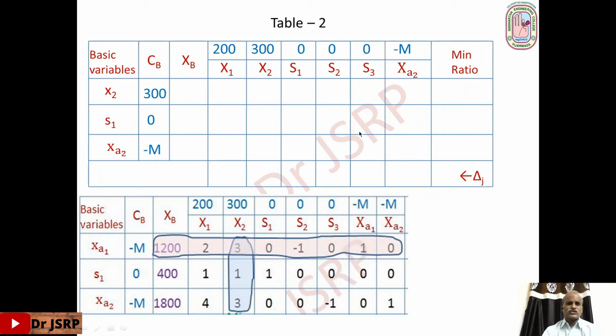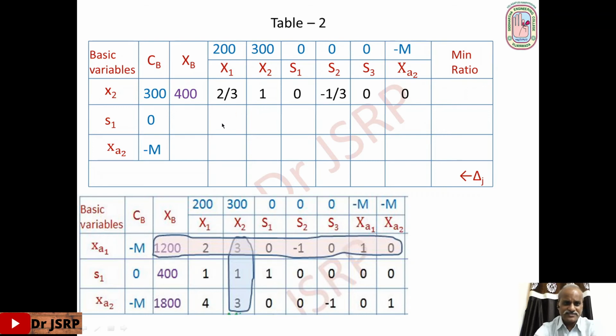Now to find the new solution, what is the first step? Divide the pivot row by the pivot element. So observe the previous table. The pivot row is the first row. The pivot element is 3, that is the intersection of the pivot column and pivot row. Divide the first row by 3. So 1200 by 3, 400. 2 by 3, 3 by 3, 1, 0 by 3, 0. Minus 1 by 3, 0 by 3, 0. xa1, remove that column. xa2, 0 by 3, 0. Okay, this is the first row.